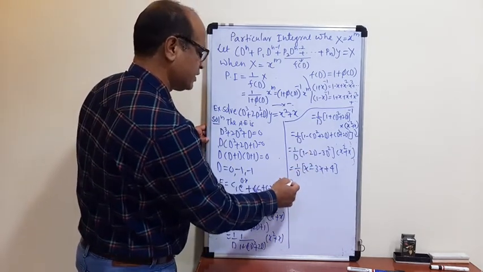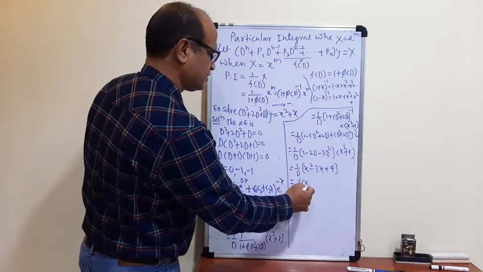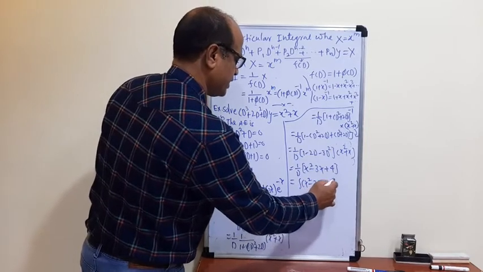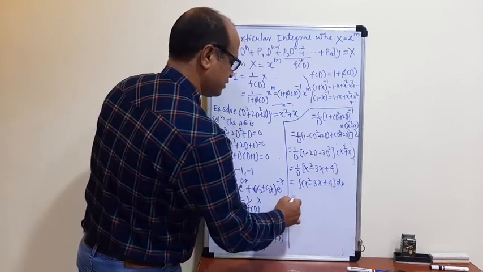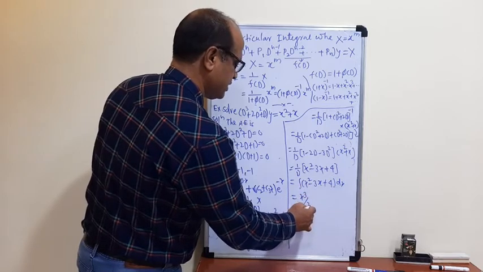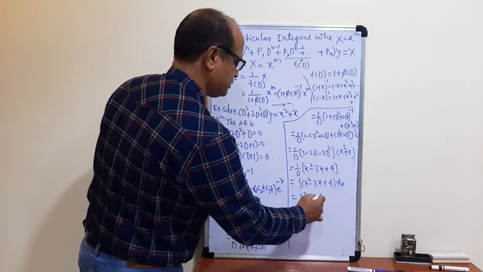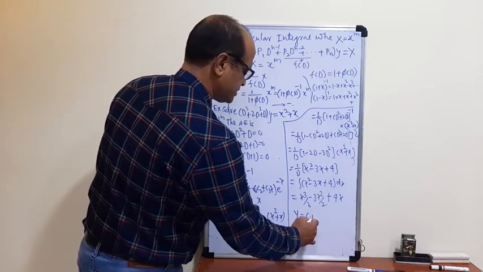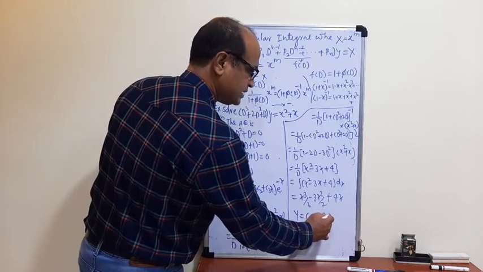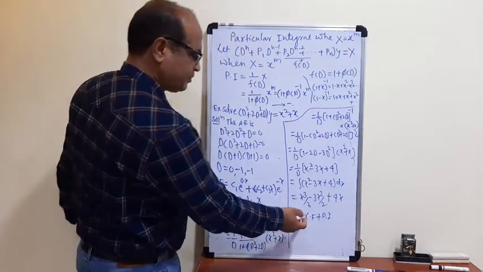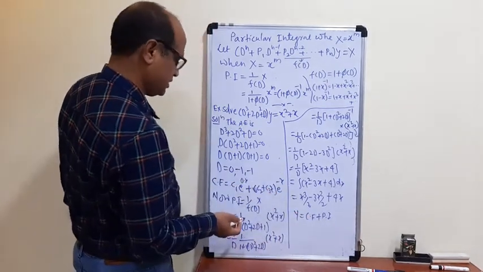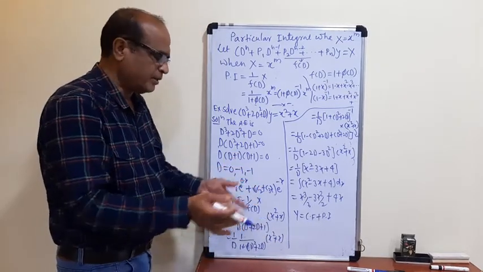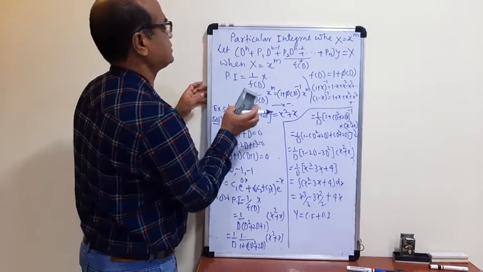So what is 1 upon d? It is nothing but integration. So integration of x square minus 3x plus 4 dx gives x cube by 3 minus x square by 2 plus 4x. Therefore the complete solution is y is equal to CF plus PI. CF is this, and PI is this. Adding CF and PI, we get the complete solution here.